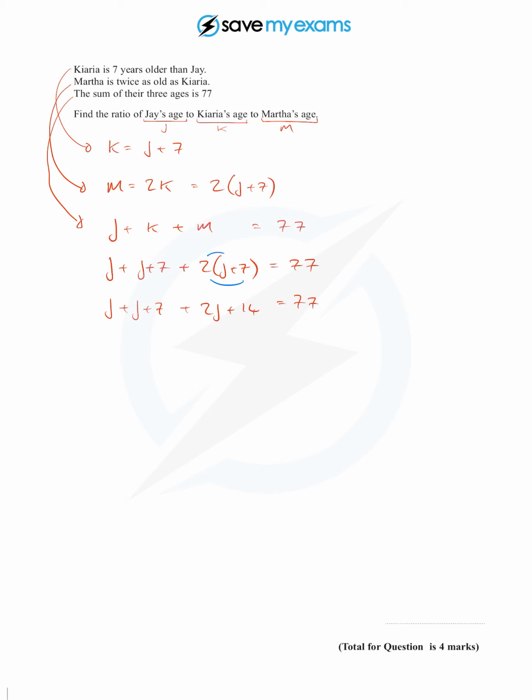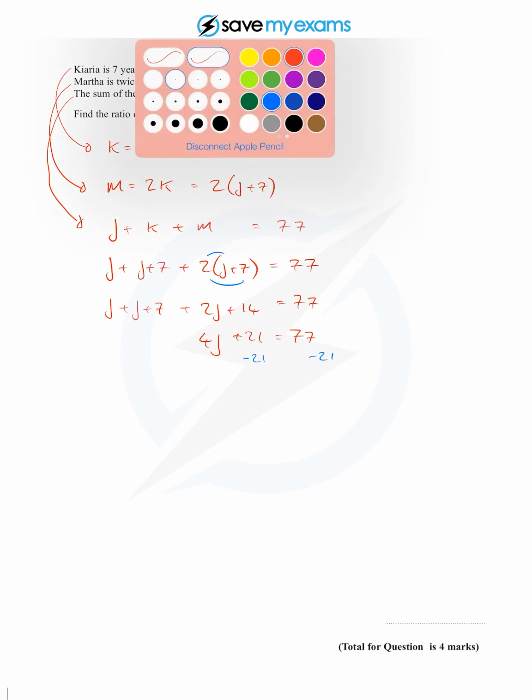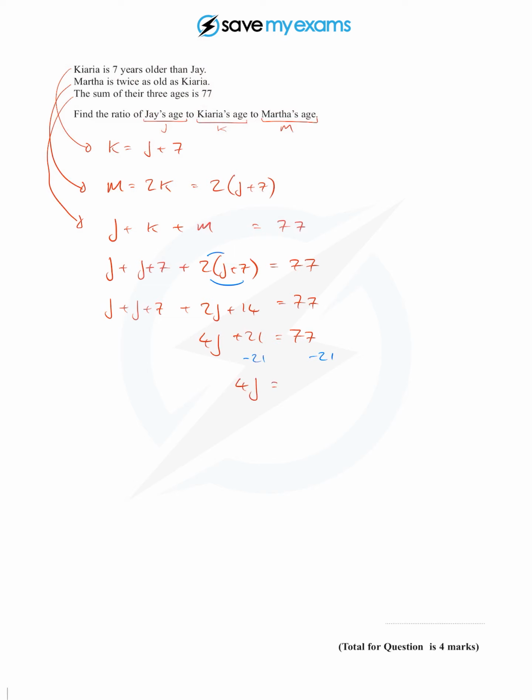Right, let's put everything together. How many J's have we got? 1, 2, 3, 4. So that's 4 J's. And how many numbers have we got on the left? Well, we've got 7 plus 14, and 7 plus 14 is 21. And so I've simplified my equation, and I can now solve it in the usual way by subtracting 21 from both sides, which leaves me with 4J equals 77 minus 21, which is 56.